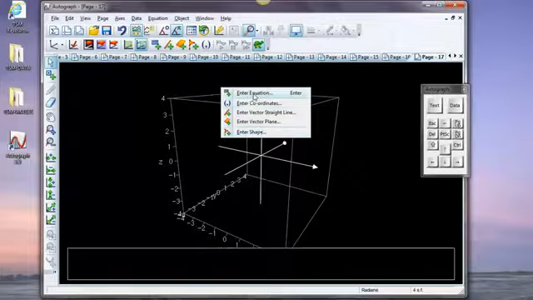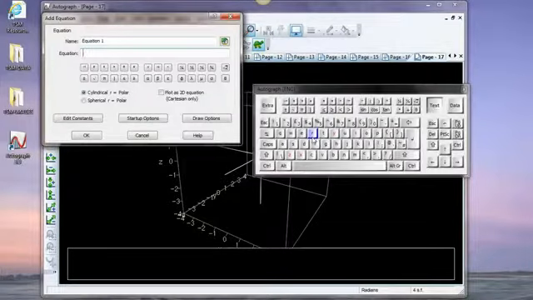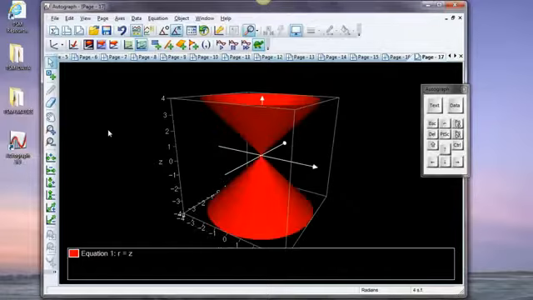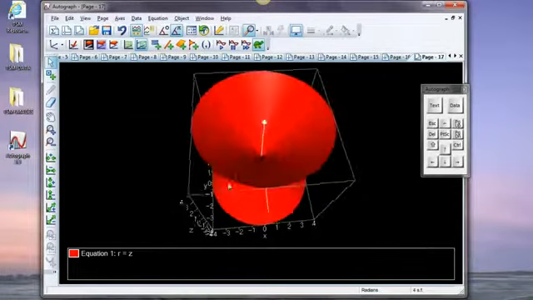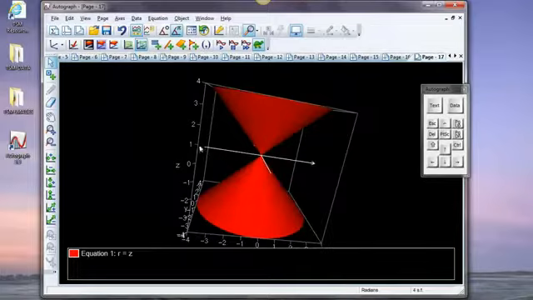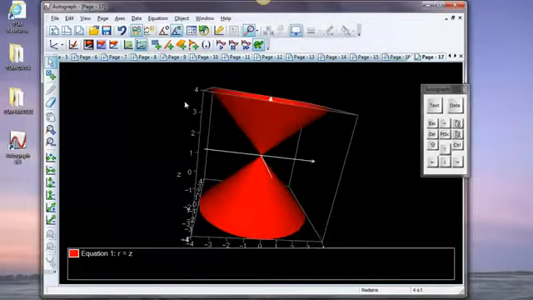So let's put an equation in. Let's do a slightly unusual one. We're going to put r equals z. Now r equals z turns out to be the polar equation of a cone. There it is, beautiful.